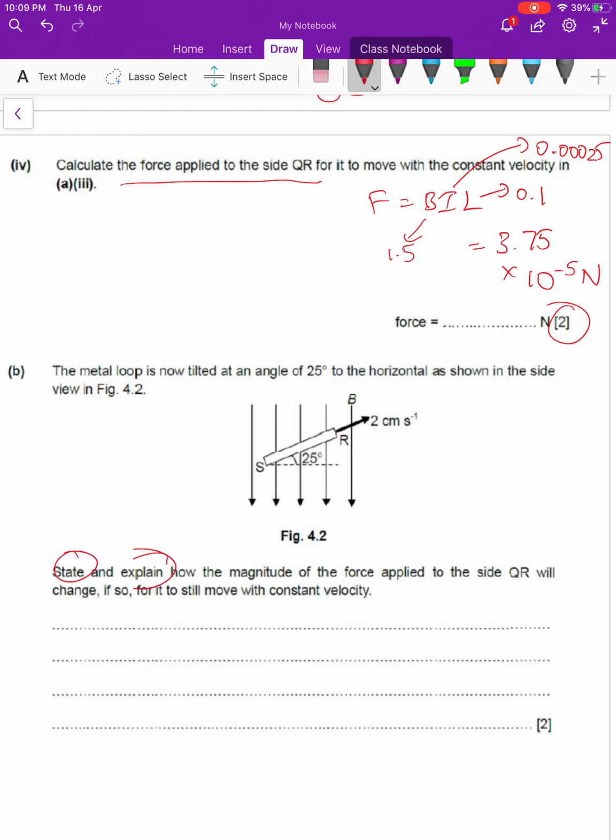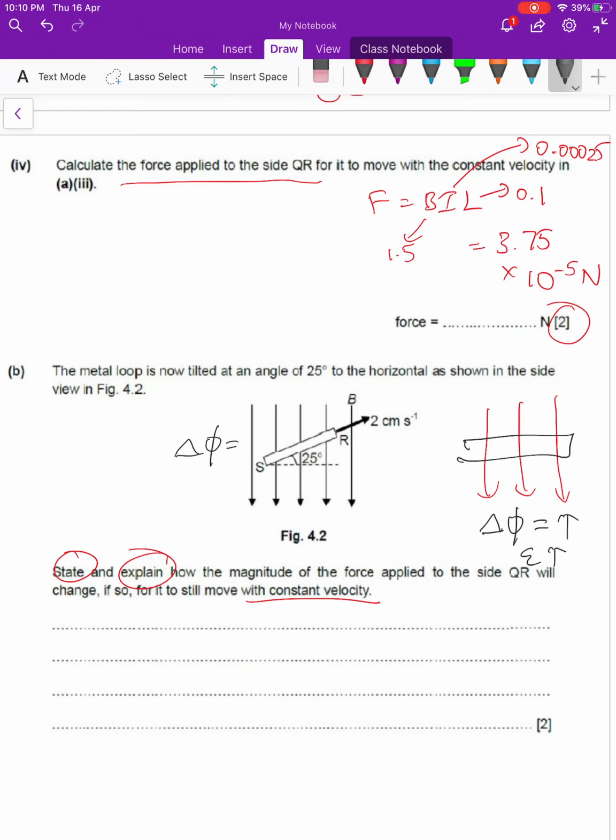Okay, so part B, now your metal loop is tilted to the horizontal as shown in the side view. State and explain how the magnitude of force applied to QR would change in order to still move it with constant velocity. Originally your coil was like this, so the change in flux linkage would be high, and the induced EMF would also be high. But now the change in flux linkage is not so high, it is lower than before. So the induced EMF will also be lower. If the induced EMF is lower, the current flowing through will be lower, because EMF is directly proportional to current. So if your current is lower, the magnetic force exerted on the loop will be lower.